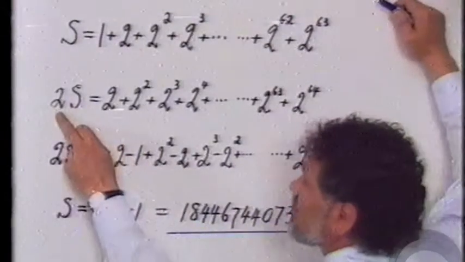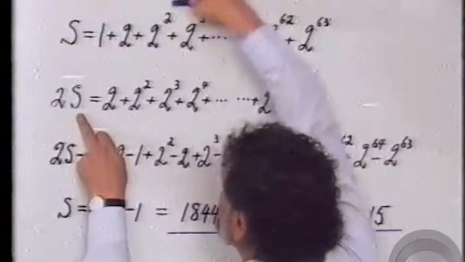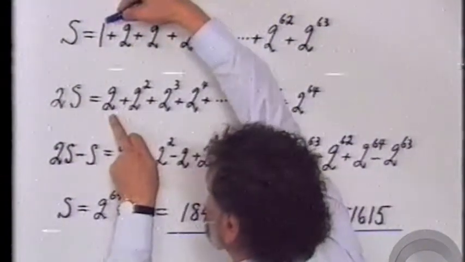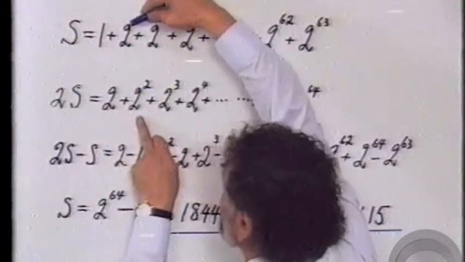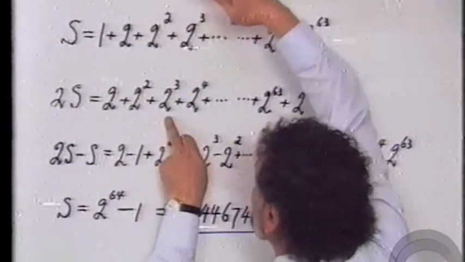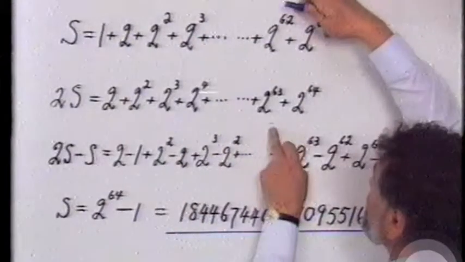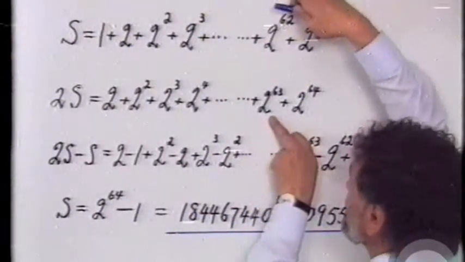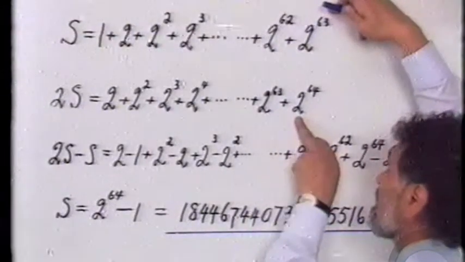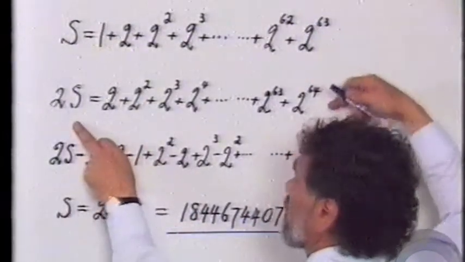will get 2s equal to, and then we need to multiply each of the terms by 2, so we will get 2 times 1 equals 2, 2 times 2 equals 2 squared. This term multiplied by 2 will give us 2 cubed. This term times 2 will give us 2 to the 4, etc. 2 to the 62 times 2 will give us 2 to the 63, and the very last term, 2 to the 63 times 2, will give us 2 to the 64. So we have another slightly modified equation.